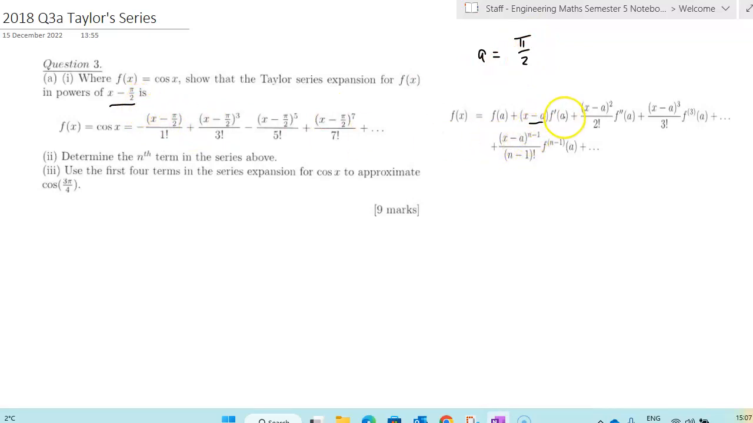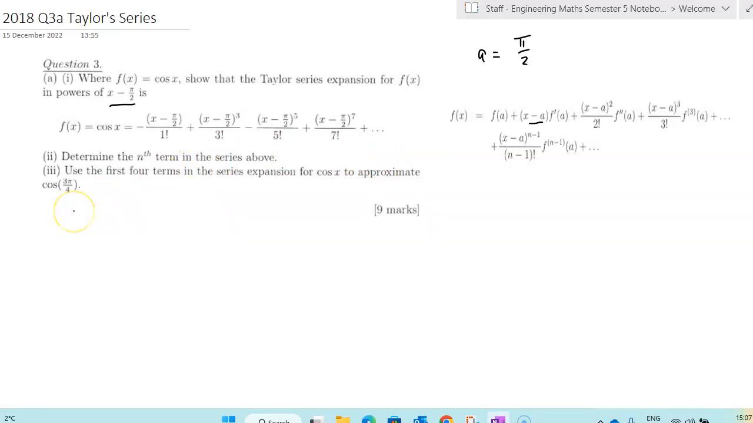And then f dashed a, which is the first derivative of x, and then we sub in the value for a, and then again x minus a squared over 2 factorial, the second derivative, plus x minus a, in this case a is pi over 2, cubed over 3 factorial times f to the 3 of a. And this general term here is what we would use for part 2. Okay, so let's just get started first of all.